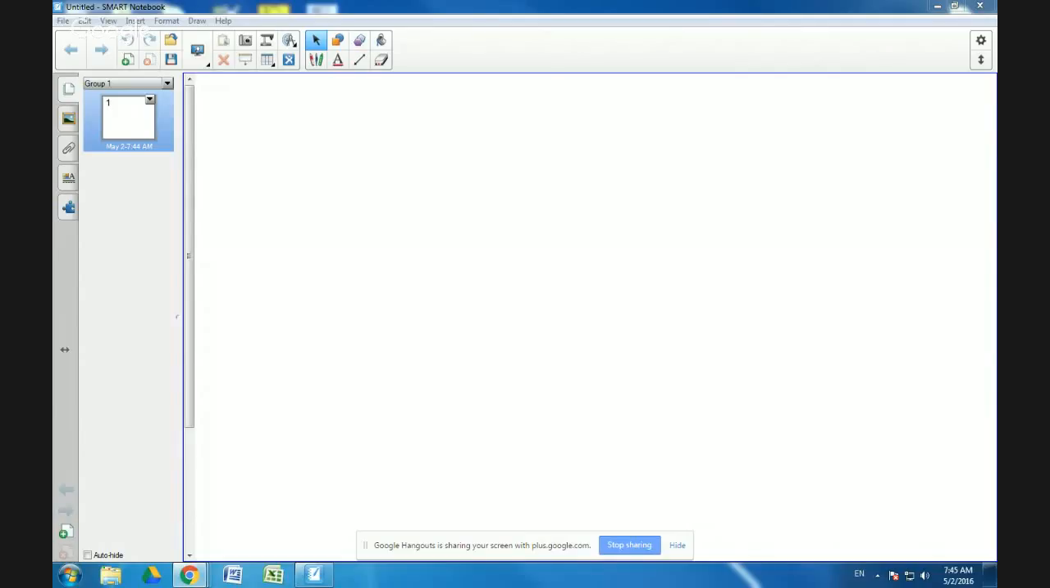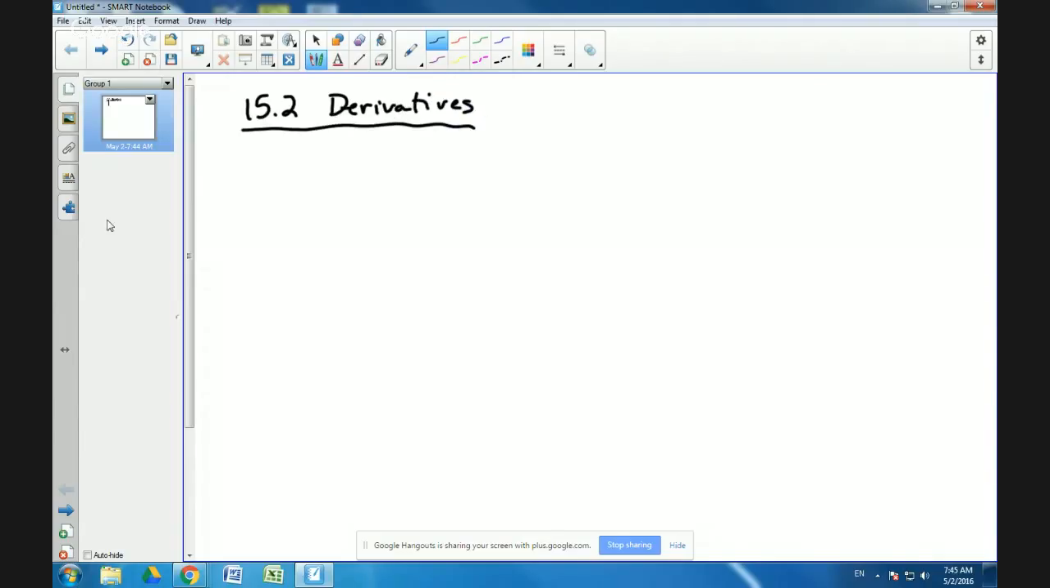So we're in 15.2. Throw this. So once again, we're looking at very easy to determine the slope of a line.